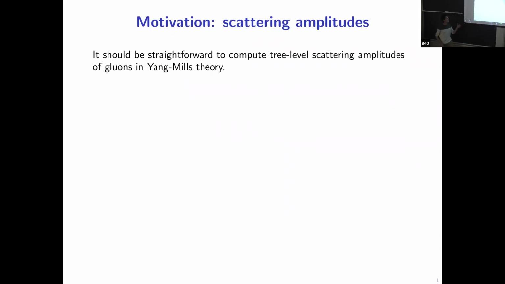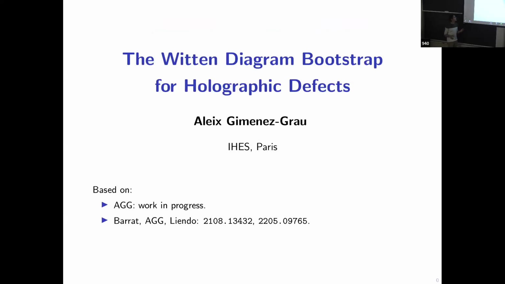So before I start describing the setup of the talk, let me motivate it a little bit with an analogy from scattering amplitudes. In principle, we all learned in a QFT course that when you have, let's say, Yang-Mills theory and you want to compute some amplitude of gluons, you just go ahead, compute all your Feynman diagrams and get the answer. So in principle, this should be straightforward.